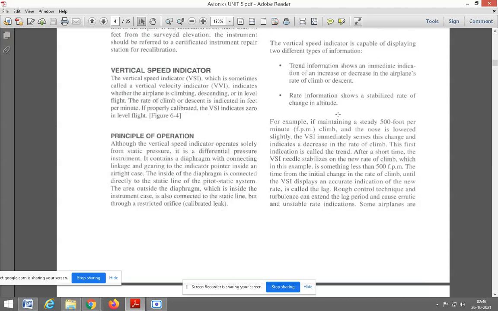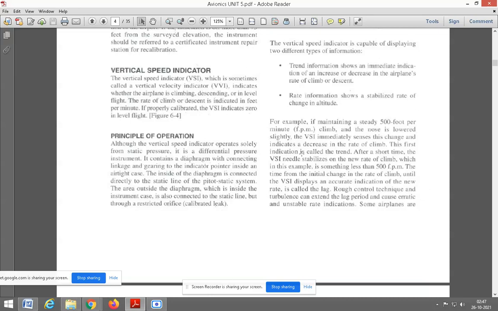For example, if maintaining a steady 500 feet per minute climb and the nose is lowered slightly, the VSI, that is the vertical speed indicator, immediately senses this change and indicates a decrease in the rate of climb. So from a steady state 500 feet per minute climb, if the nose is lowered, your vertical speed indicator will show the change. It will show a decrease in the climb, the needle showing the decrease.